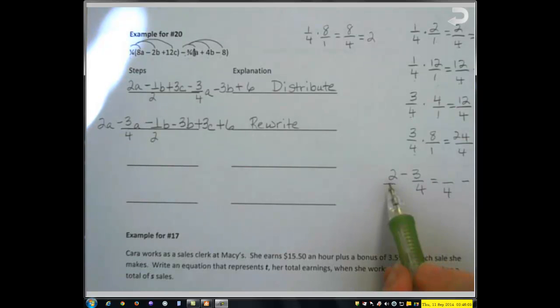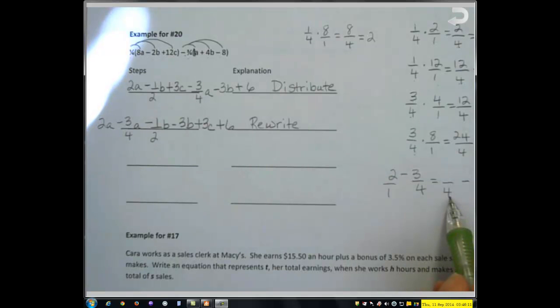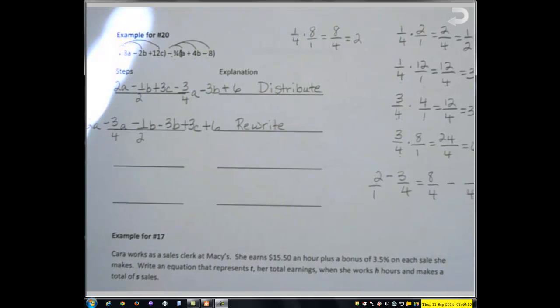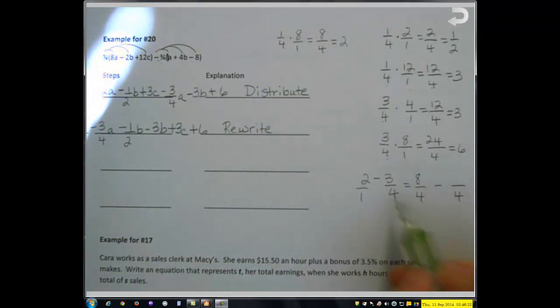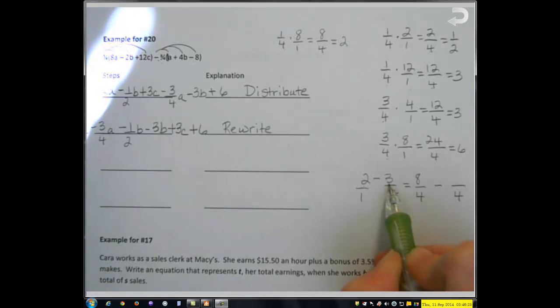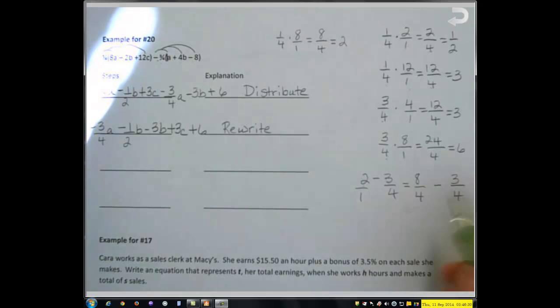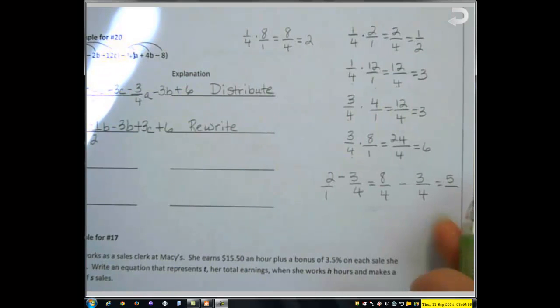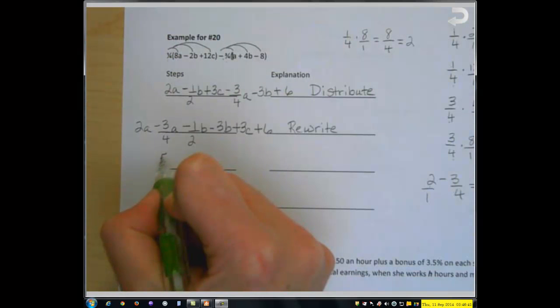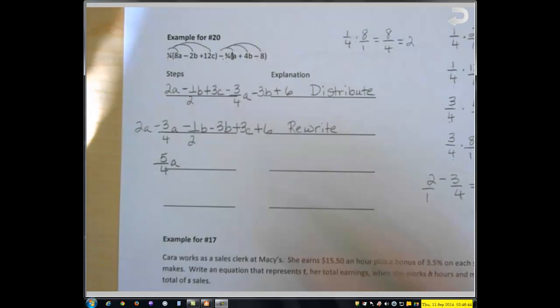So now we need to find an equivalent fraction to 2 over 1 that has a denominator of 4. Well, 1 times 4 is 4, and 2 times 4 is 8. So our equivalent fraction would be 8 over 4. This denominator did not change, so this numerator is not going to change. Now we subtract. The numerator's 8 minus 3 is 5, and the denominator stays the same. So that's going to give us 5 over 4a when we combine the a's.